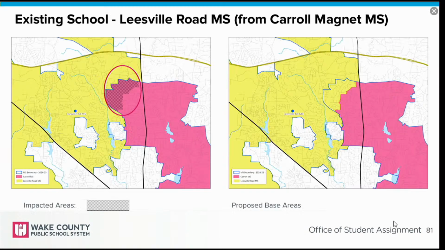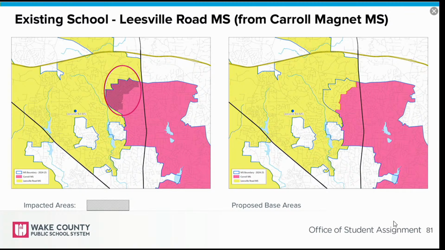Moving north in the county, the top yellow line on this map represents 540. The black line going up the center represents Creedmoor. The angled one heading out to the left of the map represents Glenwood Avenue. And the dot that you see in the center represents the physical location of Leesville Road Middle School.